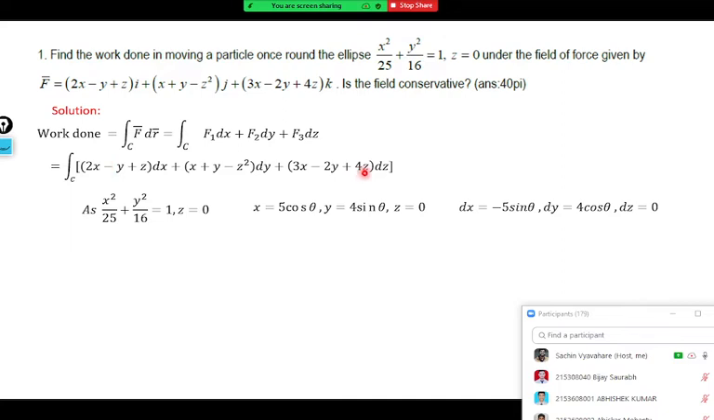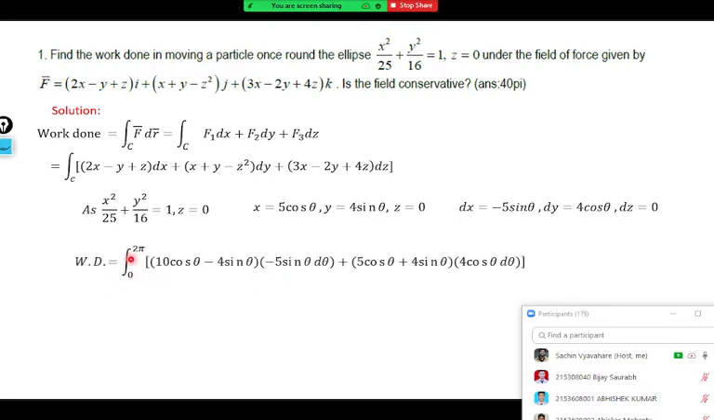Now before that, what should be the limit of theta? Because something is given in the question. 0 to 2 pi. Yes, 0 to 2 pi, because we are given one rotation on the ellipse. So we have to take one rotation on the ellipse, so theta should vary from 0 to 2 pi, and that should be the limit here.